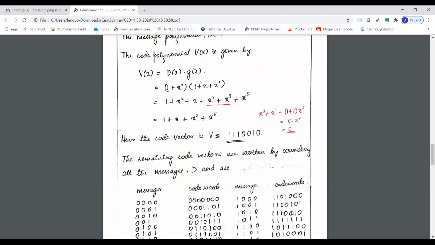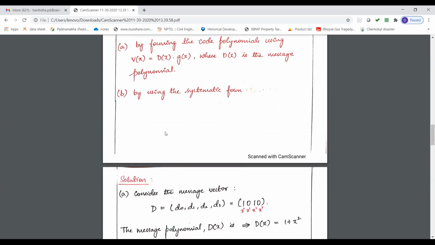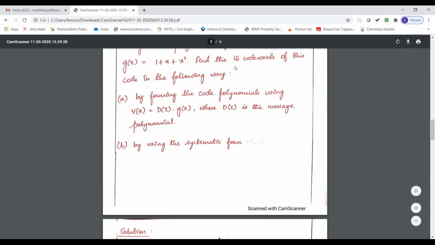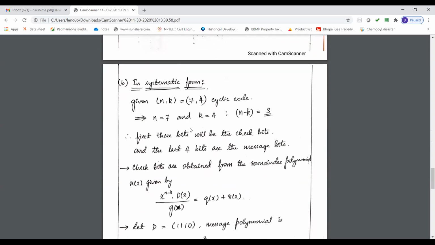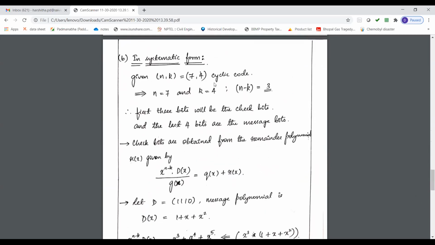And next, this is about the first sub question. Next, what are we supposed to do? We are supposed to find the 16 code words of this code by using the systematic form. So how will we do that? In systematic form, we are already given with n comma k cyclic code, that is 7 comma 4, n is equal to 7 and k is equal to 4, and n minus k is nothing but 7 minus 4, that is 3. So in cyclic codes, first we'll write the check bits, next we'll write the message bits.